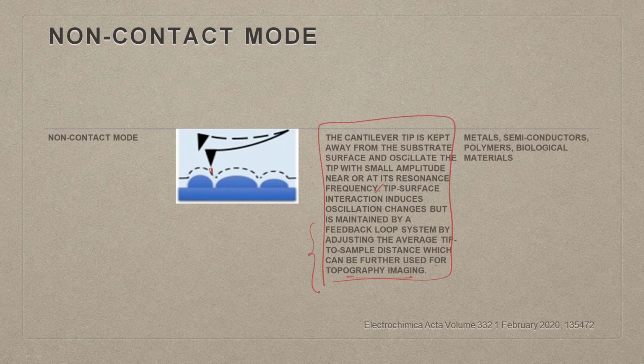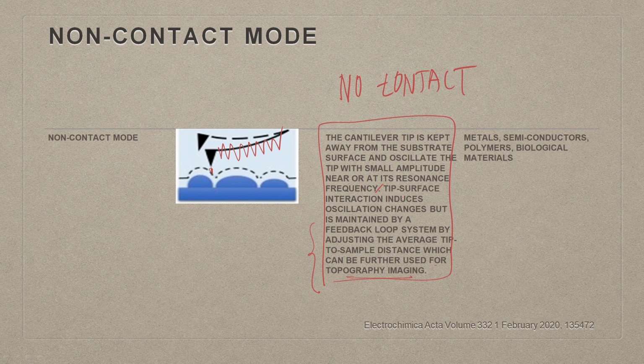Let's again go through it. The cantilever tip is kept away from the substrate, so it is not touching the substrate. No contact, as it says, no touching, and you oscillate the tip with a small amplitude near or at its resonance frequency. So you are basically oscillating the tip, and tip surface interaction induces oscillation changes but is maintained by a feedback loop. This oscillation frequency is being monitored by the detector.